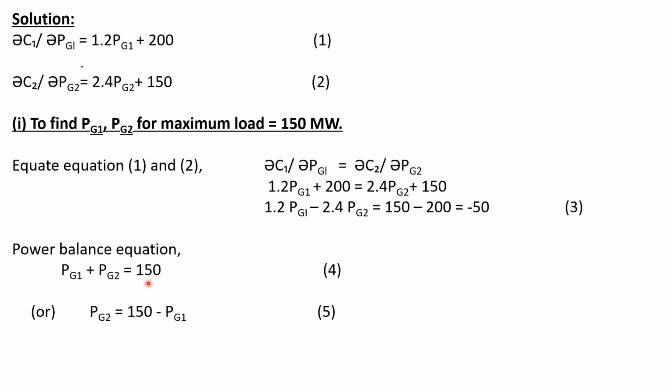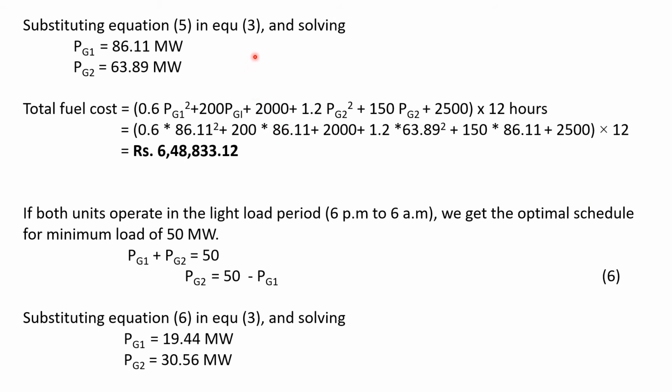And I am writing my power balance equation, where sum of PGi, here only 2 units, so Pg1 plus Pg2 equal to the demand, here 150. So this is equation 4. Or I can write Pg2 is equal to 150 minus Pg1. This is equation 5. I am going to substitute equation 5 in equation 3. Solving that, I am getting Pg1 value as 86.11 megawatt and Pg2 value as 63.89 megawatt.